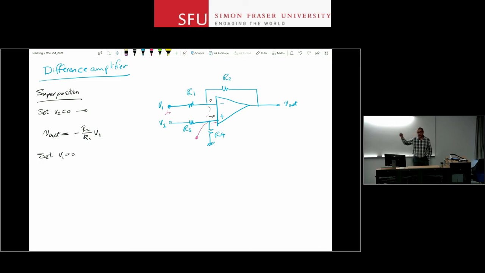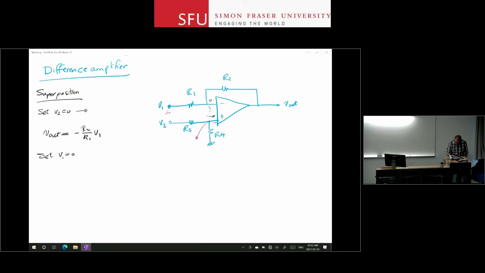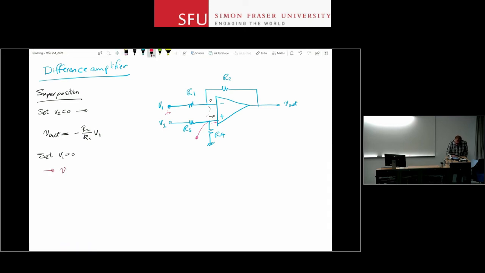If you draw any current from the middle point of two resistors, you cannot use the voltage divider rule anymore. But because the op-amp has 0 current at that point, I can find the voltage at the non-inverting input from voltage division. So R4 over R3 plus R4 times V2.